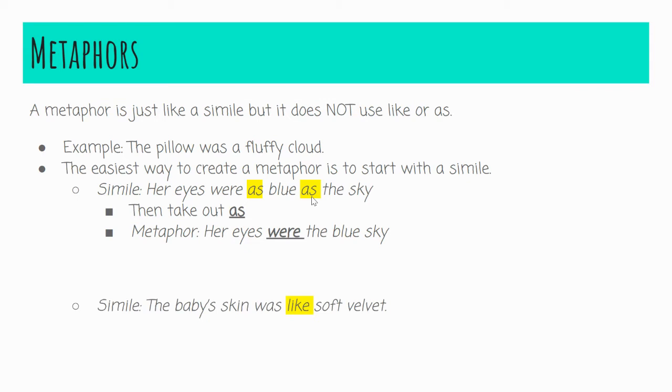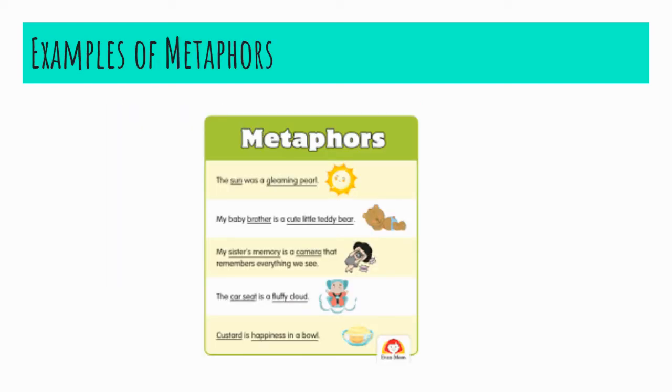If we looked at the other simile, the baby's skin was like soft velvet. We take out the word like, and we could change it to a metaphor by saying the baby's skin was soft velvet. Here are some more. The sun was a gleaming pearl. My baby brother is a cute little teddy bear. My sister's memory is a camera that remembers everything we see. The car seat is a fluffy cloud. And custard is happiness in a bowl.